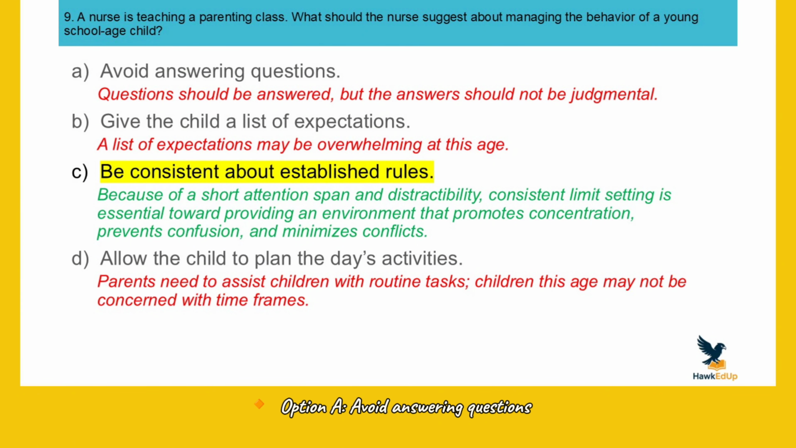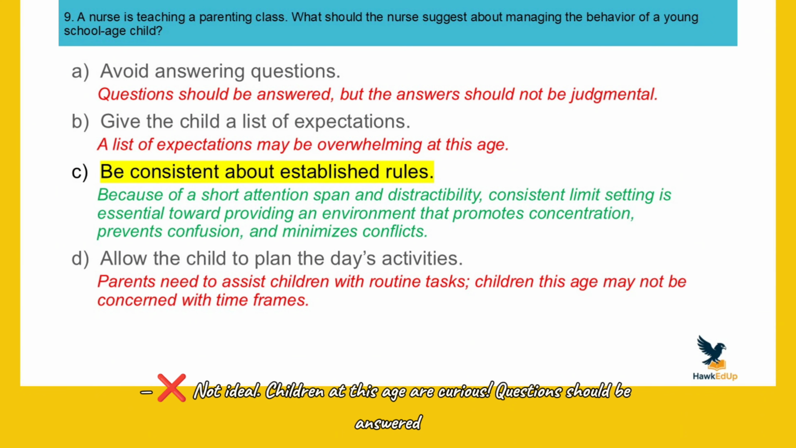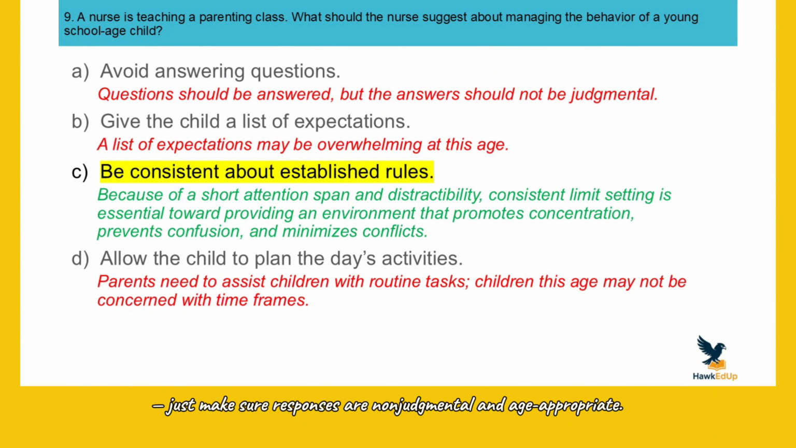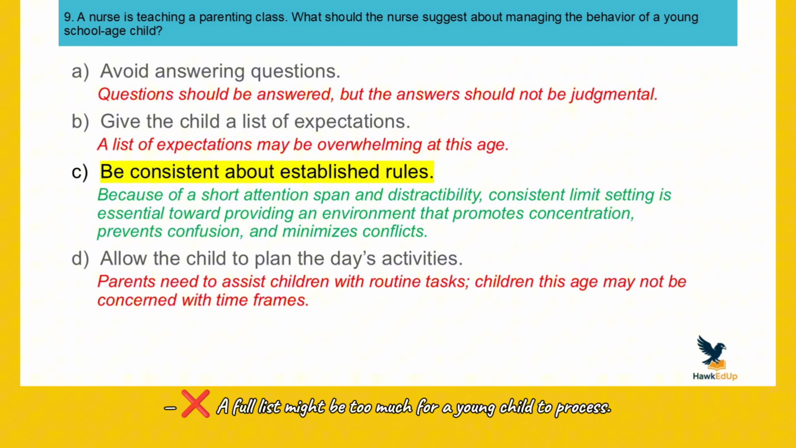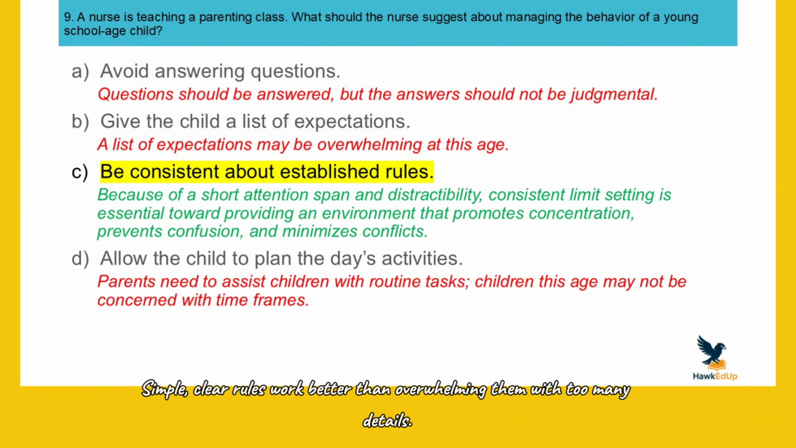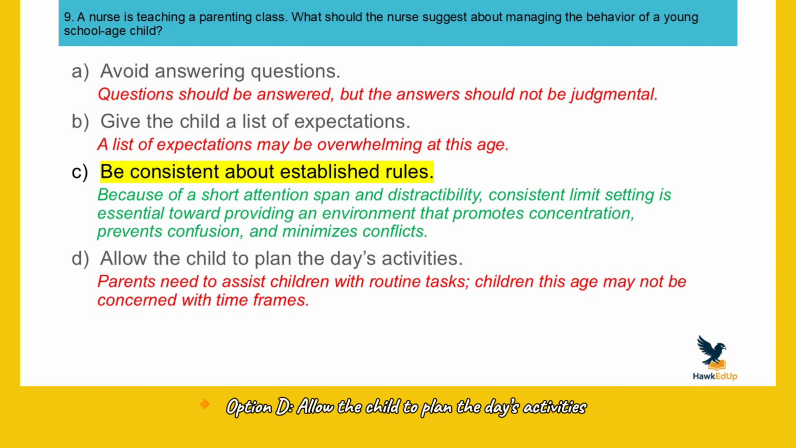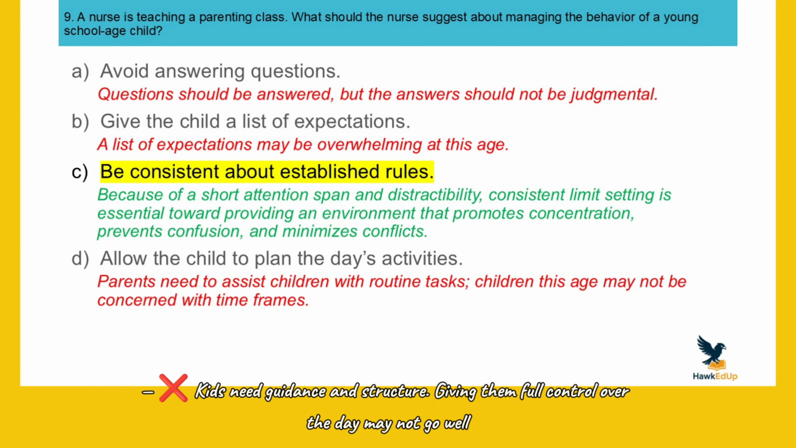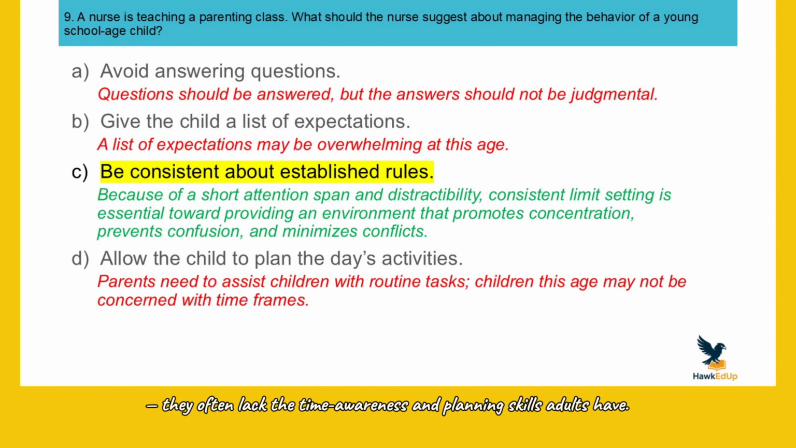Option A. Avoid answering questions. Not ideal. Children at this age are curious. Questions should be answered. Just make sure responses are non-judgmental and age-appropriate. Option B. Give the child a list of expectations. A full list might be too much for a young child to process. Simple, clear rules work better than overwhelming them with too many details. Option D. Allow the child to plan the day's activities. Kids need guidance and structure. Giving them full control over the day may not go well. They often lack the time awareness and planning skills adults have.